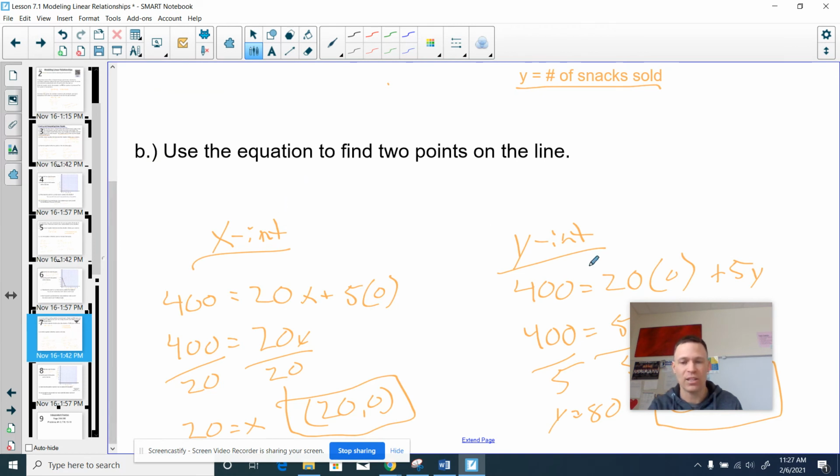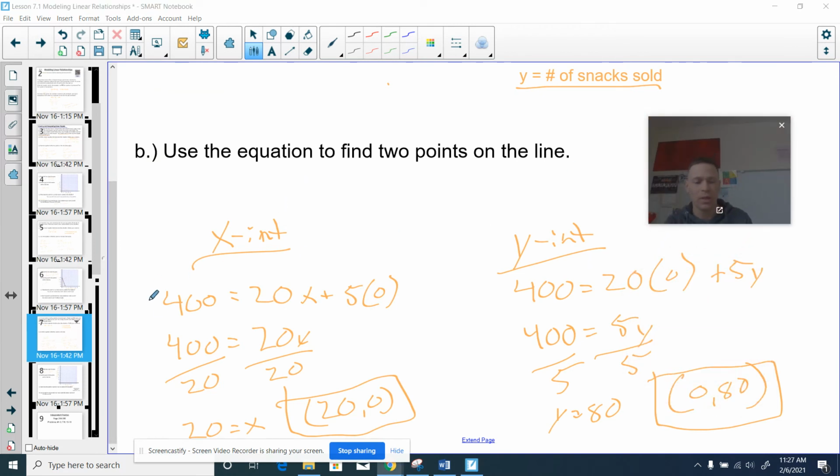Again, here I have the x and y intercepts worked out for you. You can pause the video and check the work here. The x-intercept works out to be (20, 0). The y-intercept ends up being (0, 80). Again, finding an x-intercept, 0 goes in for y. Finding a y-intercept, 0 goes in for x.